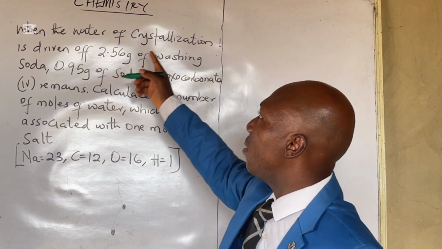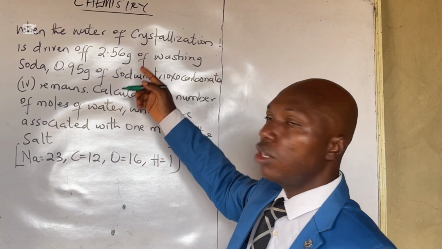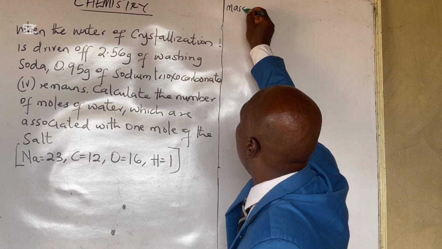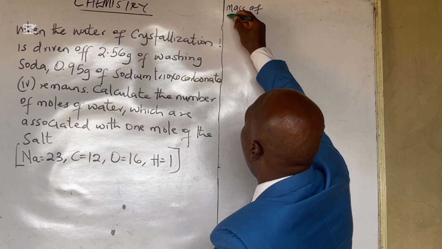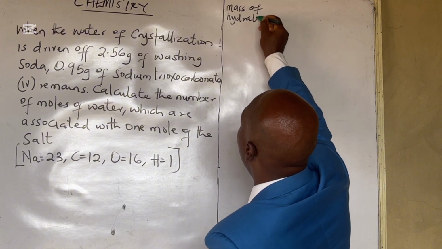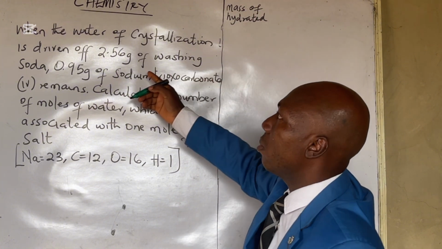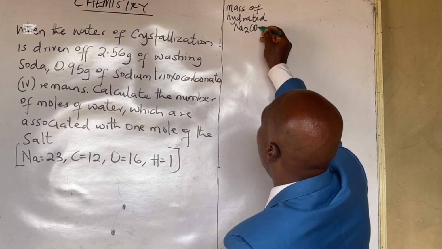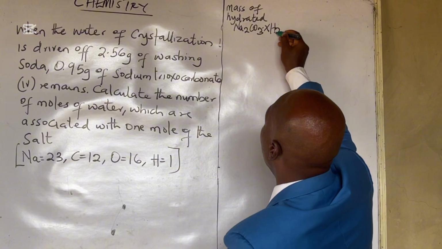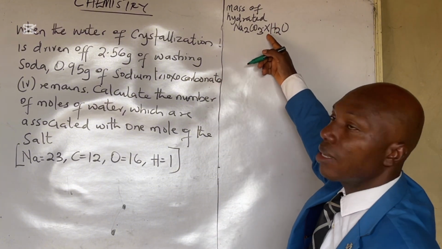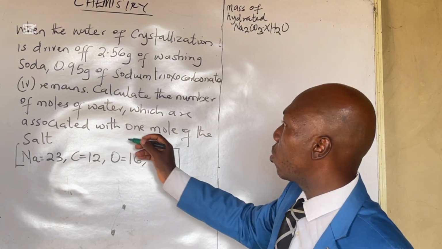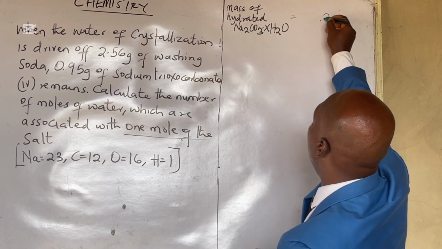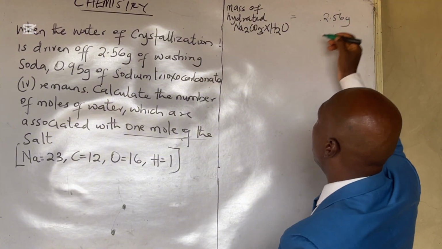When the water of crystallization is driven off, we are given 2.56 grams of washing soda. So we have the mass of hydrated salt, washing soda, that's 2.56 grams. So this is the washing soda. We don't know the water of crystallization. That's what they asked us to get, the number of moles of water in the salt. So we're given the hydrated salt, the mass is 2.56 grams.